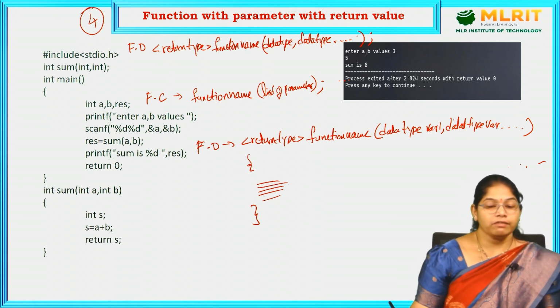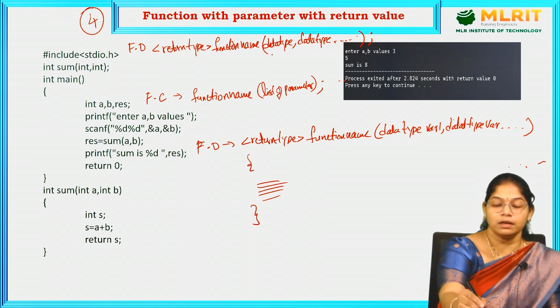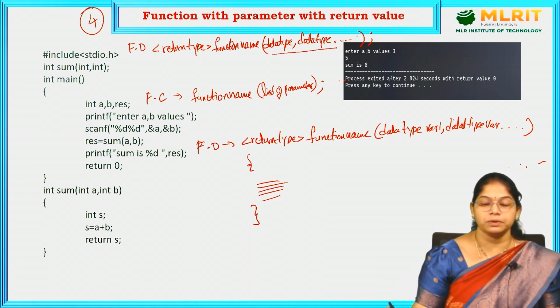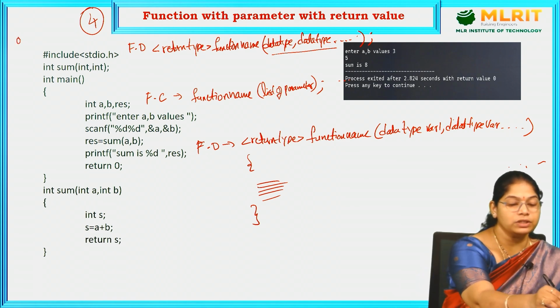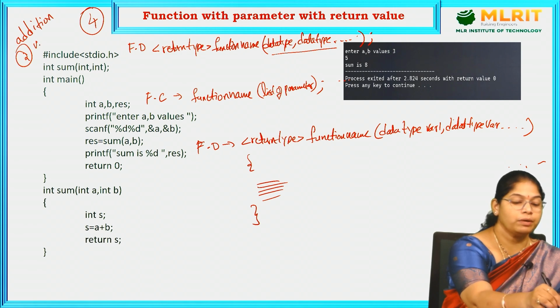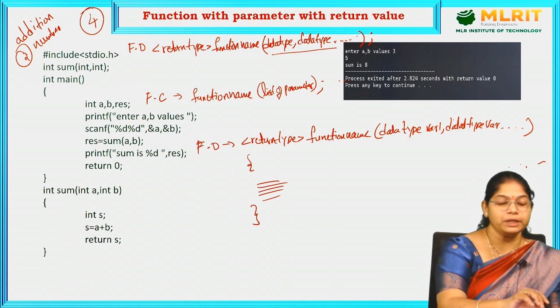So, here we have a function with parameters. That means here we are providing the list of arguments, and with return value. The program is about the addition of two numbers. How many inputs are we taking here? Here we are taking two inputs. Two inputs are of type integer.